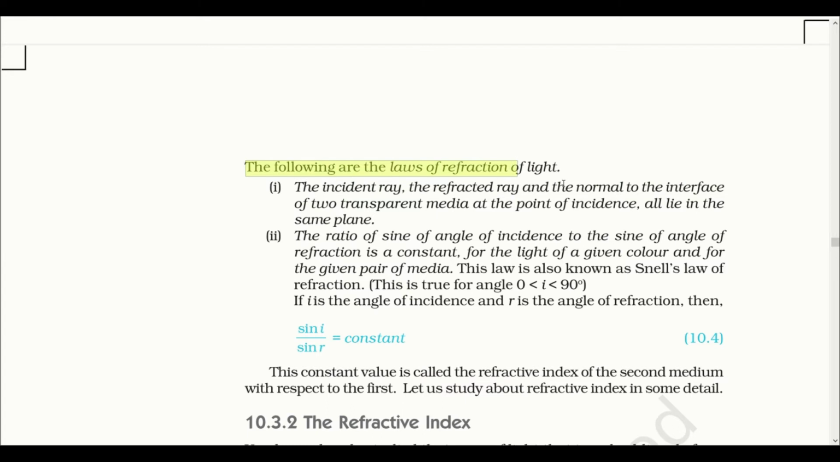Laws of refraction of light. Number one: the incident ray, the refracted ray, and the normal to the interface of two transparent media at the point of incidence all lie in the same plane.